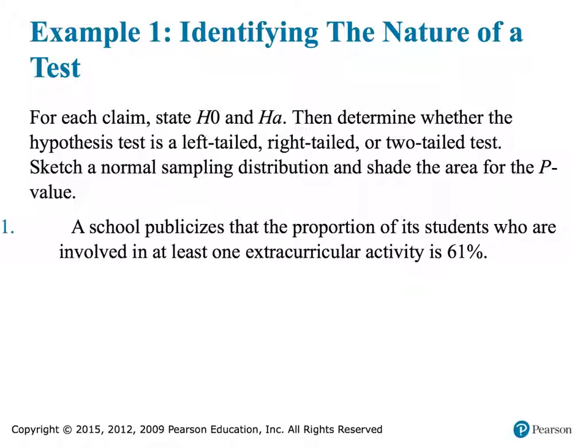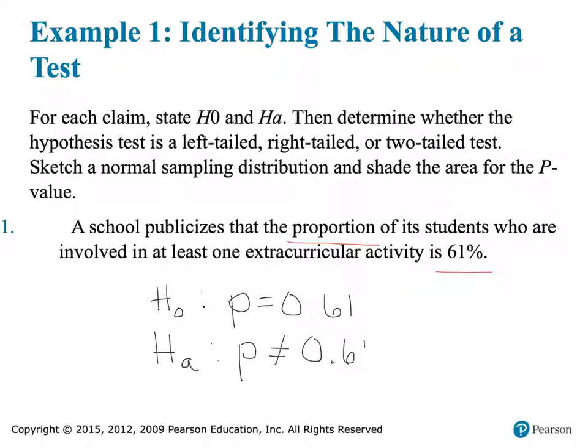So let's practice identifying whether or not we have a left-tailed, right-tailed, or two-tailed test. Let's say that a school publicizes that the proportion of its students who are involved in at least one extracurricular activity is 61%. Well, we talked in class the other day about the fact that then in the null, we would say that p is equal to 0.61. Our alternative, they did not say that they thought it was more or less, and therefore our alternative would just be that p is not equal to 0.61.